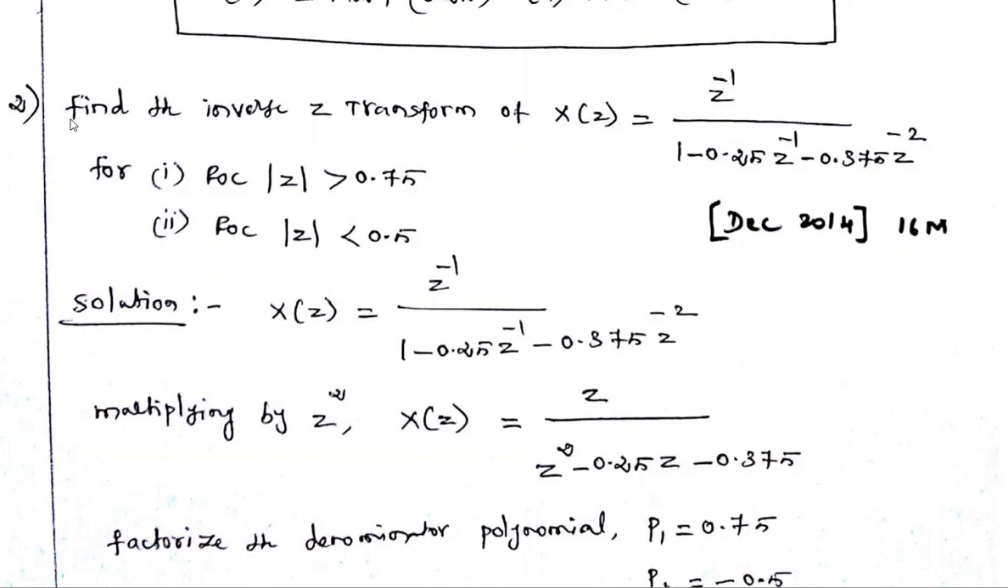Okay, so you see the question: find the inverse Z transform of X(z) equal to z inverse divided by 1 minus 0.25 z inverse minus 0.375 z power minus 2. For the two conditions, the first condition is that the ROC is modulus of z greater than 0.75, and the second condition is that the ROC is modulus of z less than 0.5. So under two conditions we have to find the inverse Z transform.